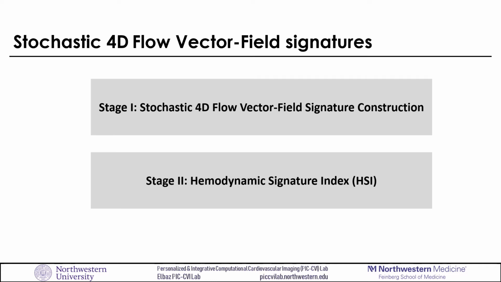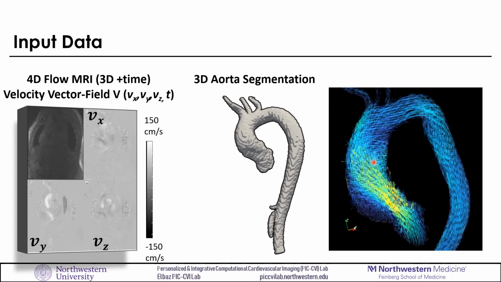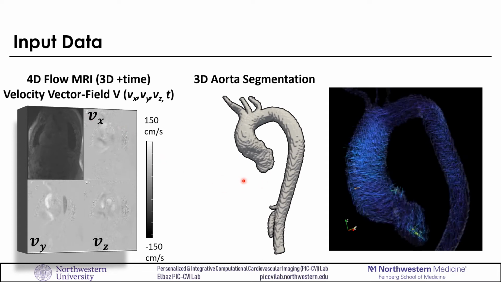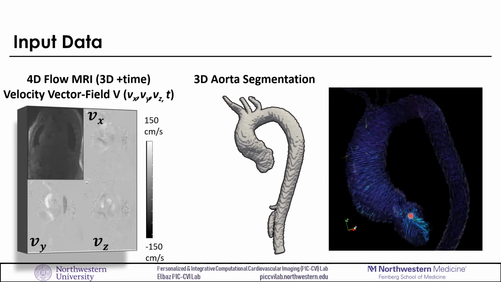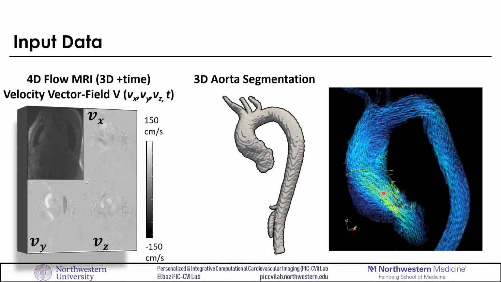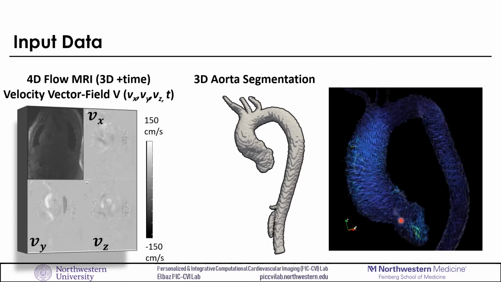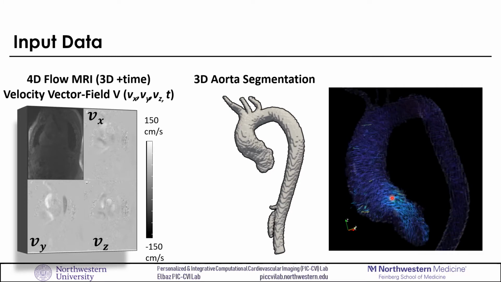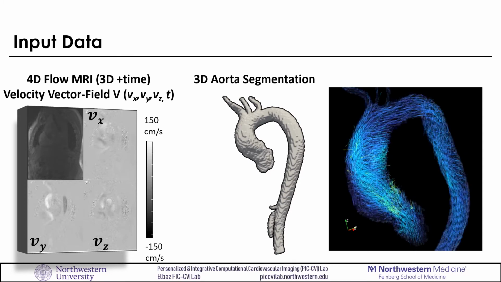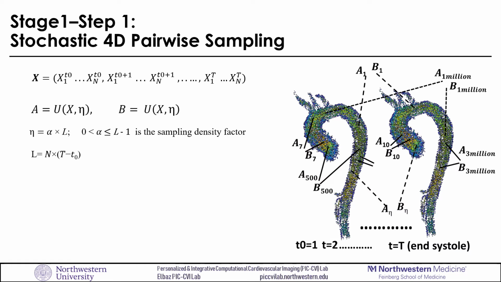Our methodology consists of two stages. We first construct that signature stochastically. The second stage is to introduce a hemodynamic signature index that allows us to quantify the differences in these captured flow signatures. The input for our method is the segmented aorta, which is basically the entire vector field information, three directions, three dimensions, and over time within the aorta, as we see here. That's our input to the method.